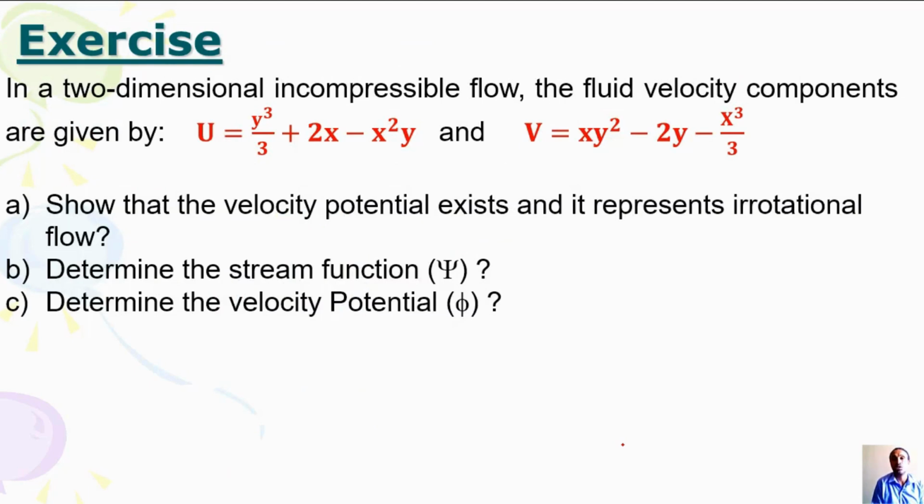In a two-dimensional incompressible flow, the fluid velocity components are given by u equals y cubed over 3 plus 2x minus x squared y, and v equals x y squared minus 2y minus x cubed over 3. Show that the velocity potential exists and it represents irrotational flow. So we will check the previous formula. Then finally, we have to check whether the velocity potential exists or not, and determine the stream function psi and the velocity potential phi.